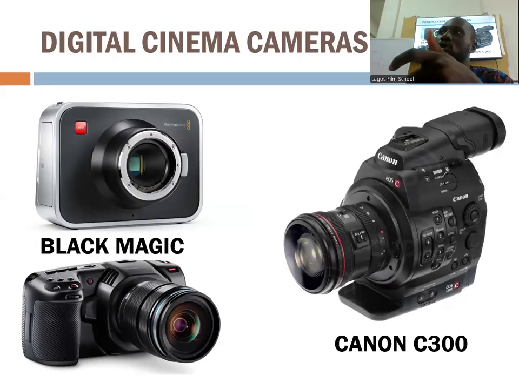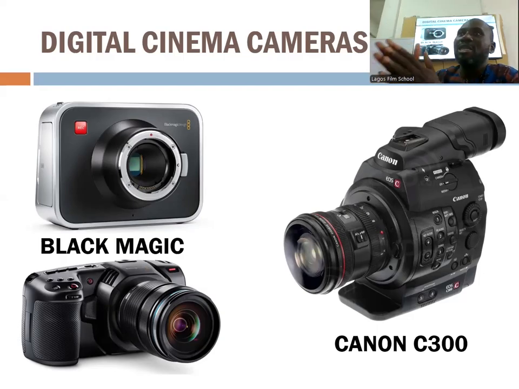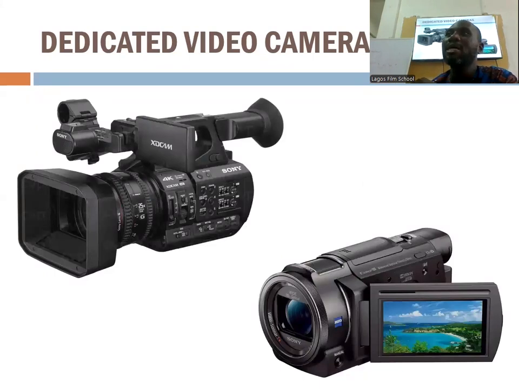Back in the day, the camera we used to shoot film is different from the camera used to shoot video. But with the advent of digital technology, the two technologies have been merged. So the same camera can now shoot video and shoot film. However, this camera, the dedicated video camera, shoots more of video. When we say video, what do we mean?